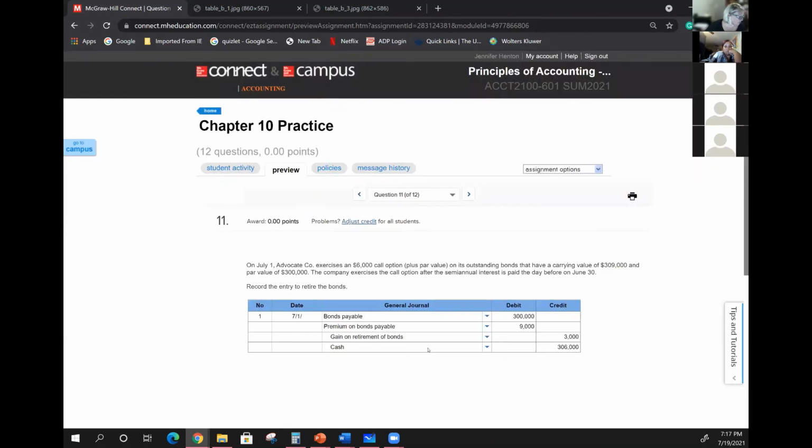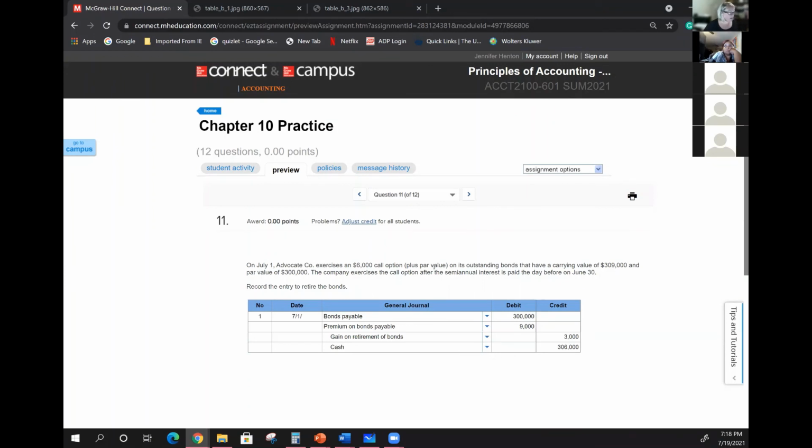It's just the difference between what I'm paying out and what I had as a carrying value on the books. Can you explain again where the 306,000 came from? It tells you in the problem. It says on July 1, Advocate Company exercises a 6,000 call option on its outstanding bonds, and right here it says plus par value. So it's saying I'm going to pay you 6,000 plus the par value, 300,000. You just add those two together and that's what you're paying out, the 306,000.